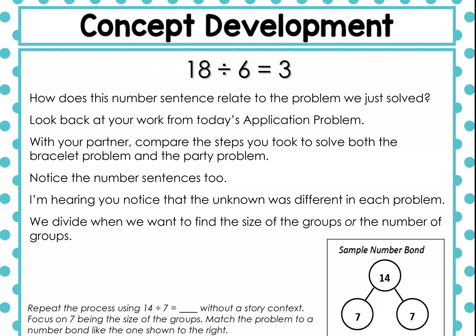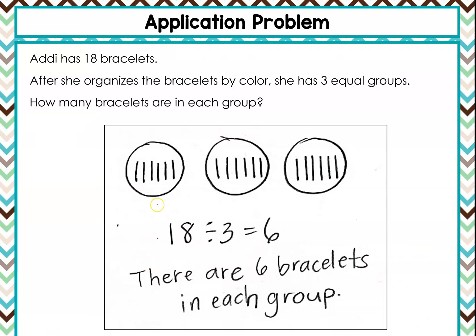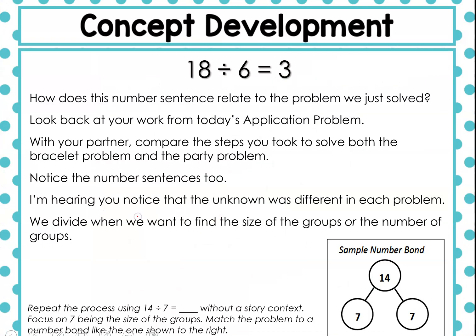So we're going to look back at what we did for our application problem. Let's think back to these 2 different problems. For our application problem, we did 18 divided by 3 equals 6 when we were solving for the bracelets. But then for the party problem, we did 18 divided by 6 equals 3. What do you see in common with those 2 sentences? Okay, they all had the same numbers.